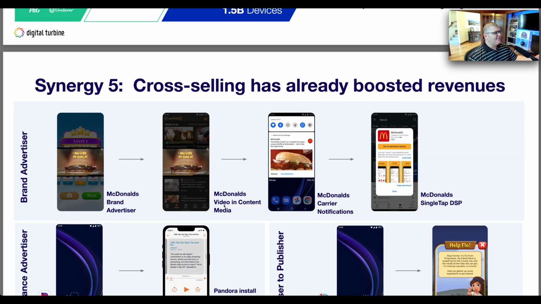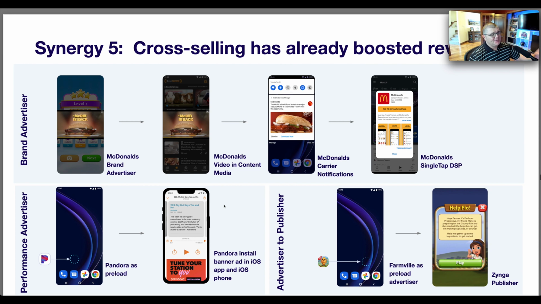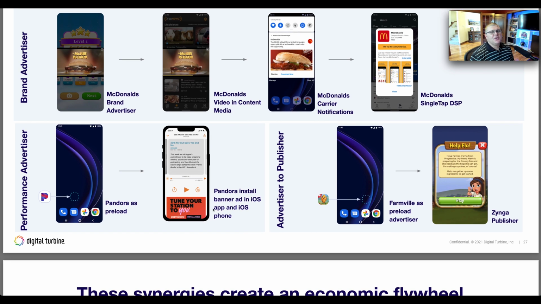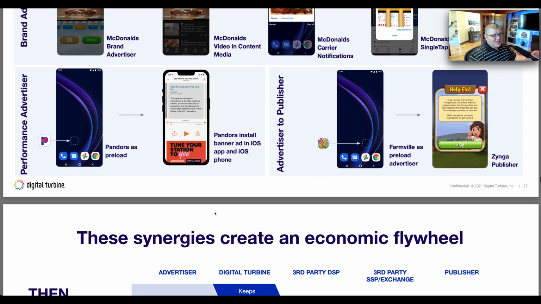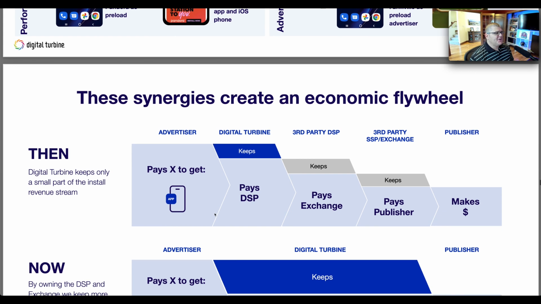Cross-selling's already boosted revenues. McDonald's. And the McDonald's app's been doing really well. If you look at some of the usage statistics on McDonald's app, they don't really have specials anymore. They make you download the app, and they have deals like buy one Happy Meal, get one free. But, you know, they're doing some stuff with Pandora, pre-install, Farmville, a lot of really good stuff that they're working on here. These synergies can create an economic flywheel.